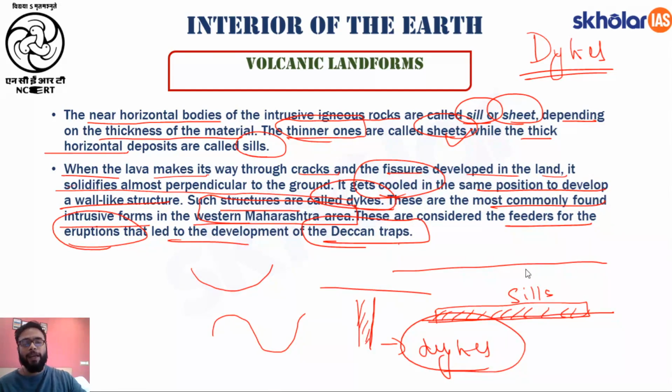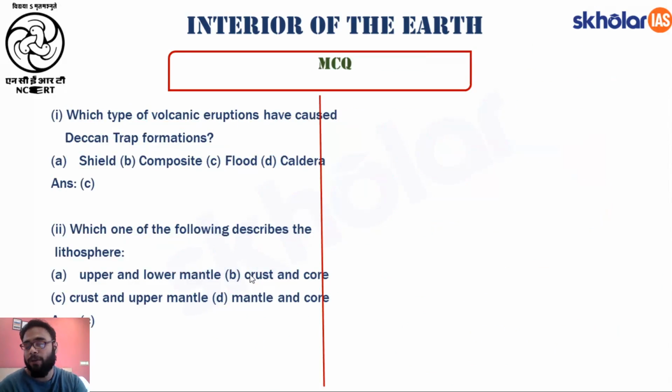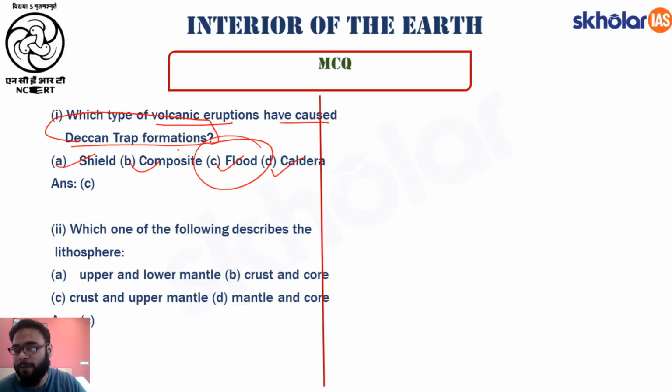So sills, again, very very important. These are the horizontal structures, whereas dikes are vertical structures. Then we have your laccolith, and then we have the phacolith, right? So this was all about the different types of volcanic landforms. Before we conclude, let us deal with two very important questions. First one: which type of volcanic eruptions have caused the Deccan Trap formation? A. Shield, B. Composite, C. Flood, and D. Caldera. Of course, it is the flood basaltic provinces like we have already seen. So your correct answer here is C.